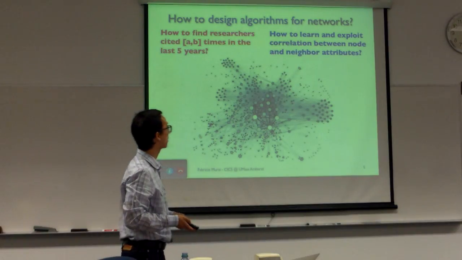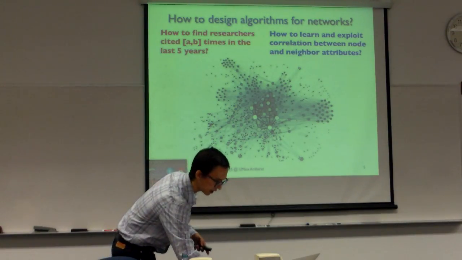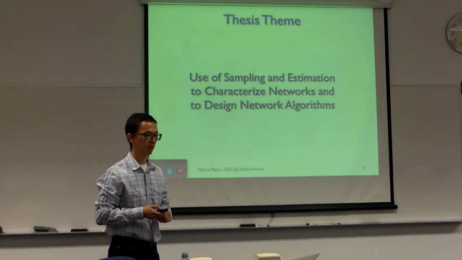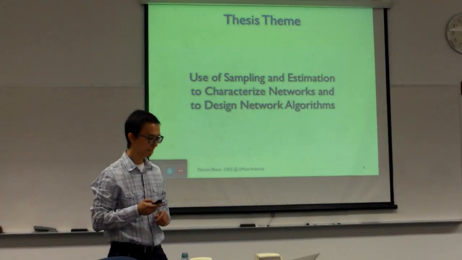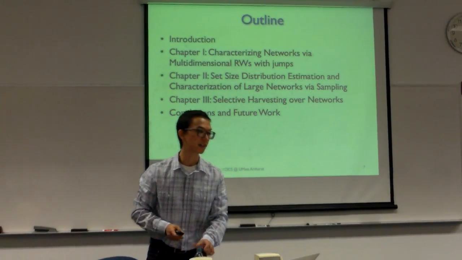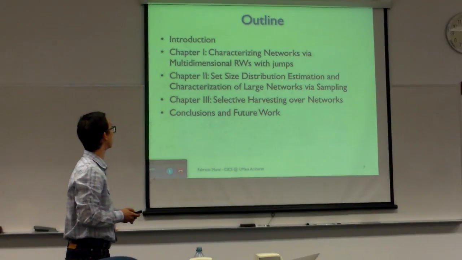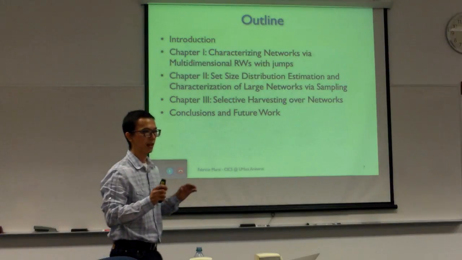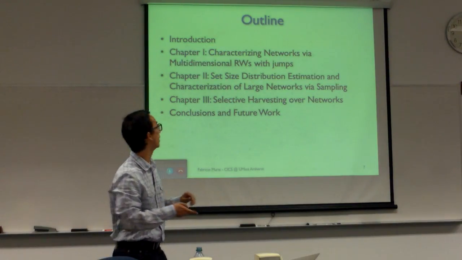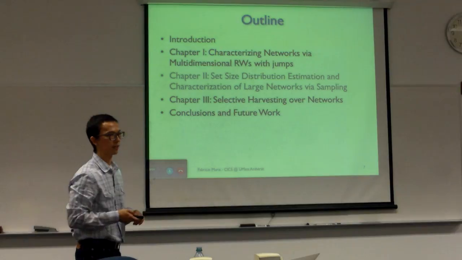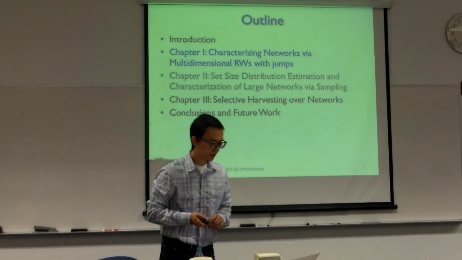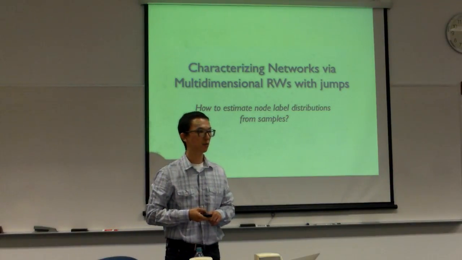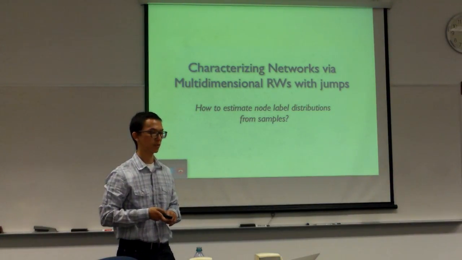So this brings us to the theme of this thesis, which is the use of sampling estimation to characterize networks and to design network algorithms. So the rest of this talk is organized around the 3 technical chapters. Since we have already discussed chapter 2 at length today, I'm going to summarize the results for that chapter, but focus really on chapters 1 and 3. Okay? So chapter 1 regards the characterization of networks using multidimensional random walks with jumps.